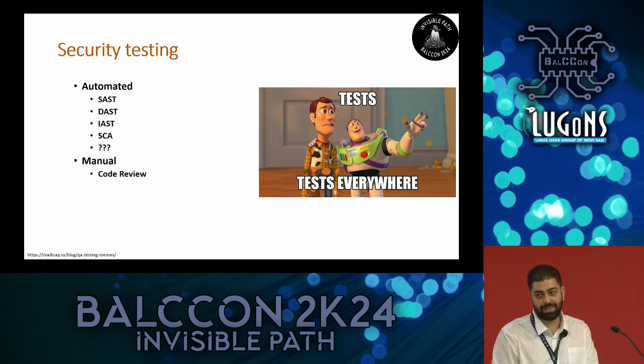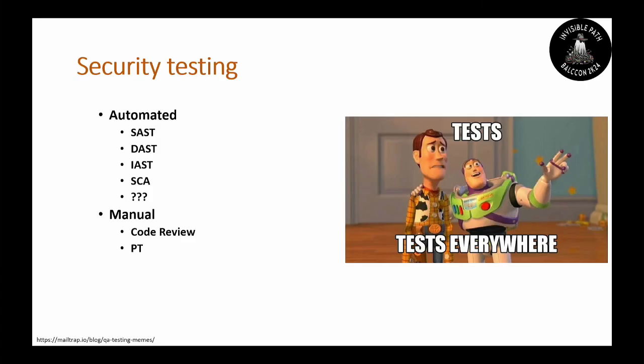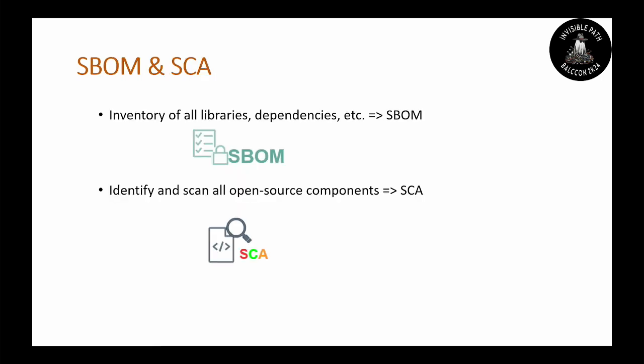For manual testing, we can have code review, manually reviewing the code, and also penetration testing, or even red teaming, we can put it here for security testing. But yes, testing is everywhere. And then regarding software composition analysis, we must consider the SBOM as a huge inventory of all the dependencies, libraries, etc. Also, SCA will cover scanning all of our open source components depending on the policy, and the configuration and strategic policies are super important in this phase.